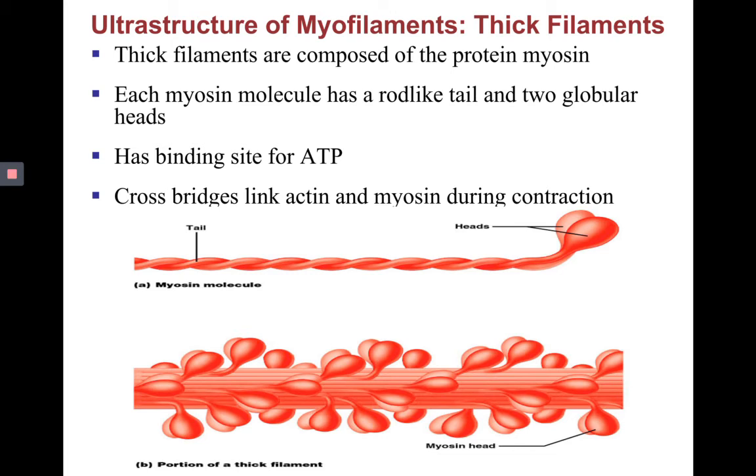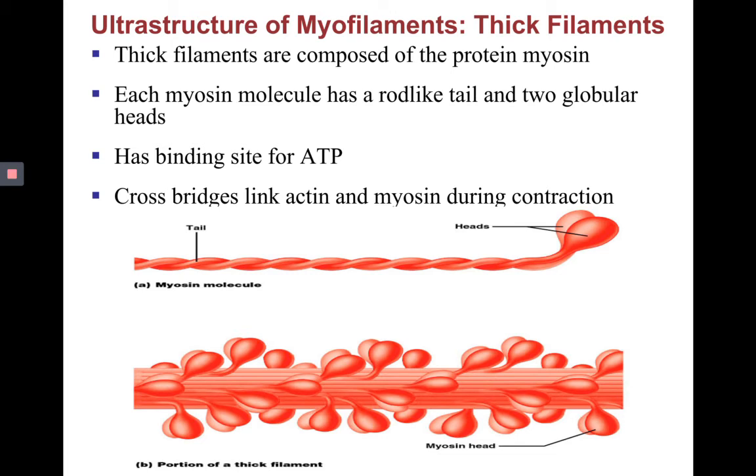and we find that the thick filaments are composed of the protein myosin. Each myosin molecule has a rod-like tail, and usually we have a globular head. You're going to have two tails wrap around each other, meaning that one myosin unit has two globular heads. The myosin globular heads have a binding site for ATP. So what that means is an individual myosin unit contains two globular heads and tails that wrap around each other.